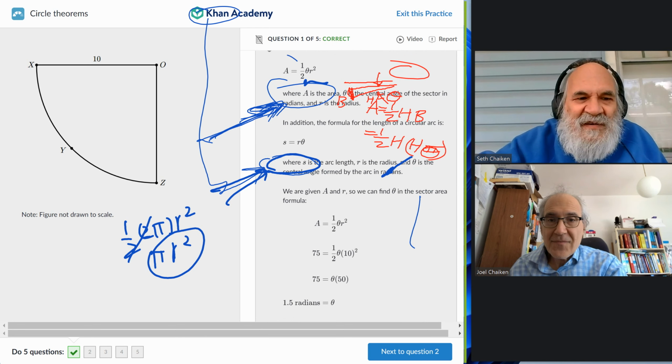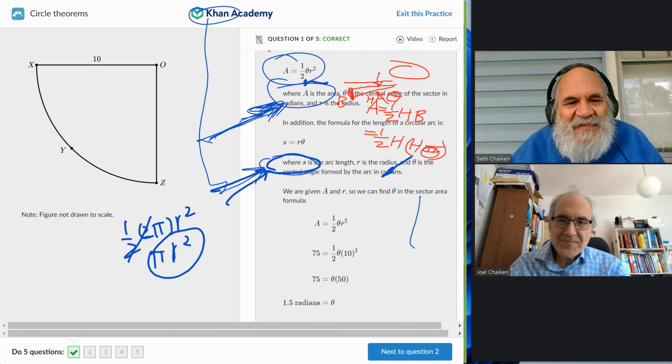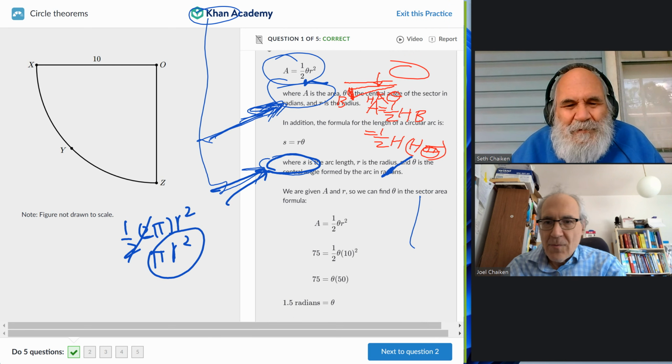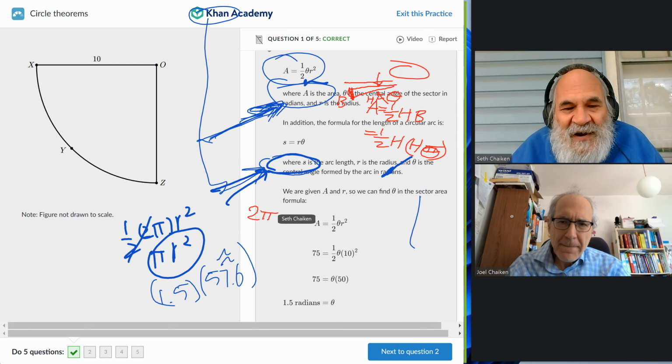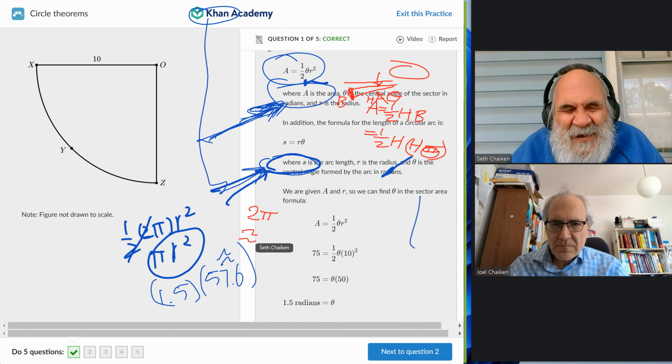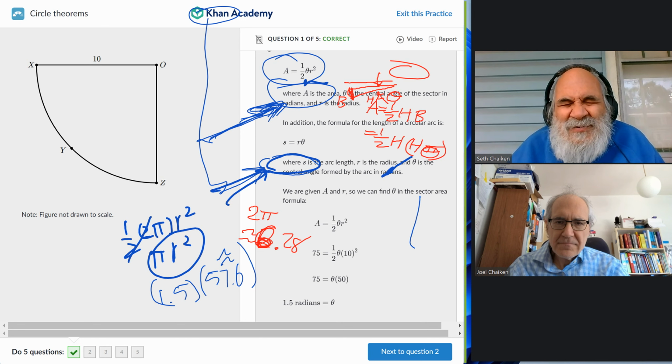It's not to scale, but the angle is pretty close to a quarter circle, isn't it? Well, it's 1.5 radians. A whole circle is 2 pi radians, which is approximately 6.28. So this angle is a little bit less than a right angle.